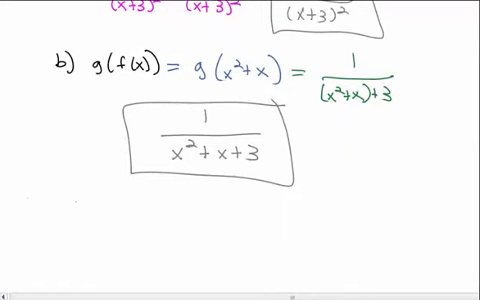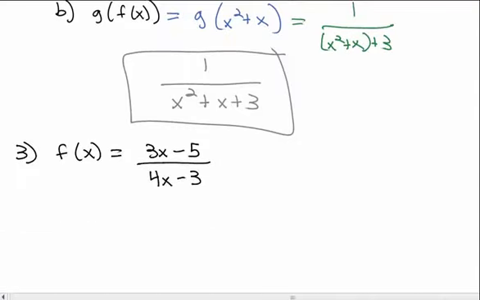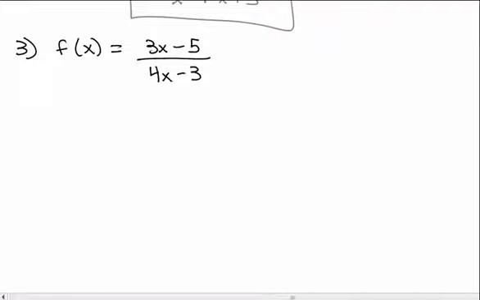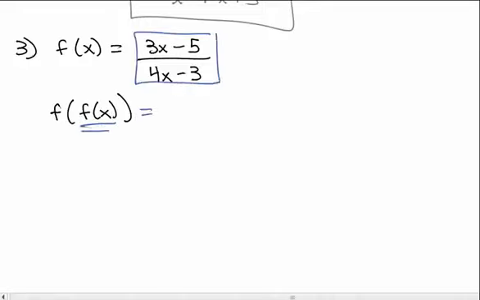Let's say, oops, not C, this is number 3. Let's say f of x equals 3x minus 5 over 4x minus 3. And we're going to find f of f of x. We're going to compose this fraction with itself. In other words, f of x, that's this whole thing here, is going to be inside the function.